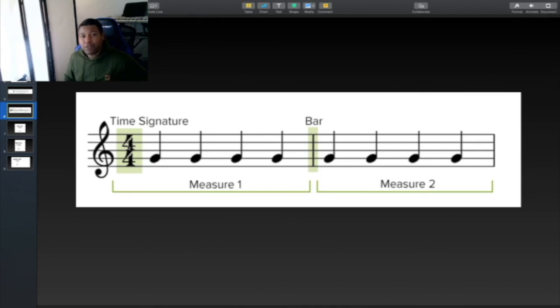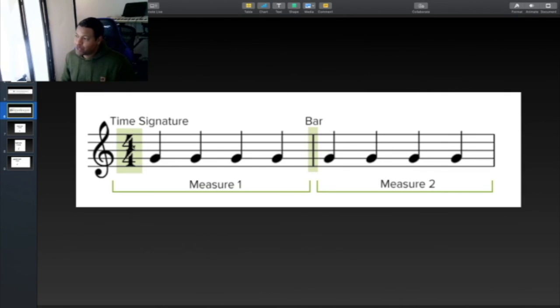So this is a really great way I like to remember this. I say top number, beats in the measure. Top number, beats in the measure. Bottom number, what beat gets the count. What beat gets the count. Let's try it again. Top number, beats in the measure. Bottom number, what beat gets the count.